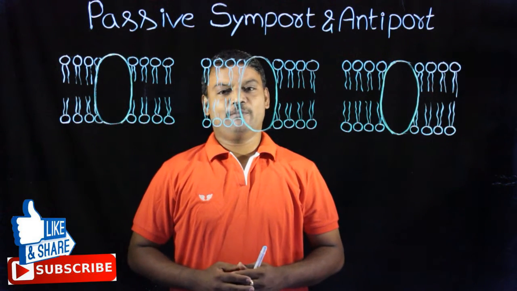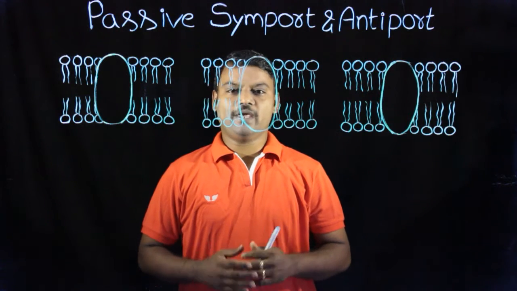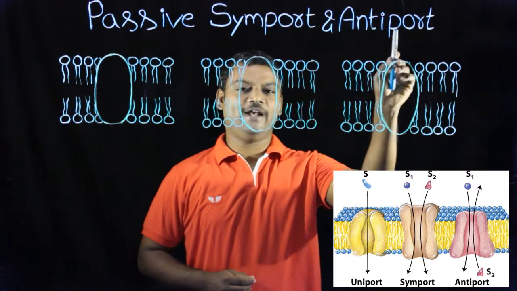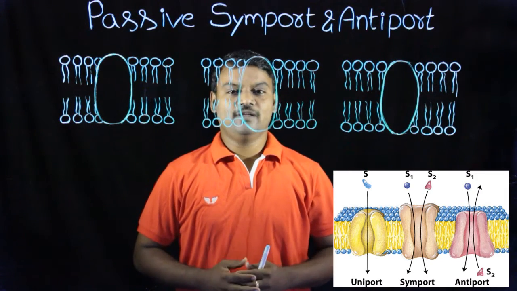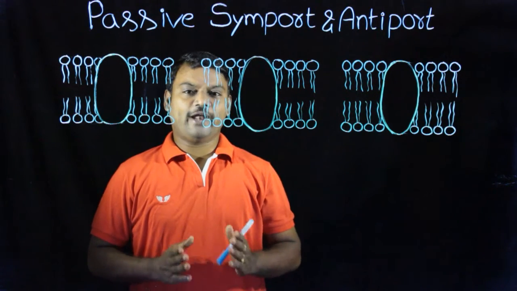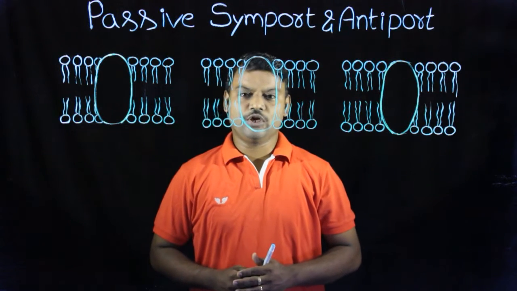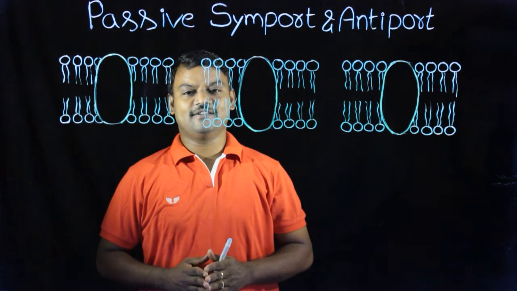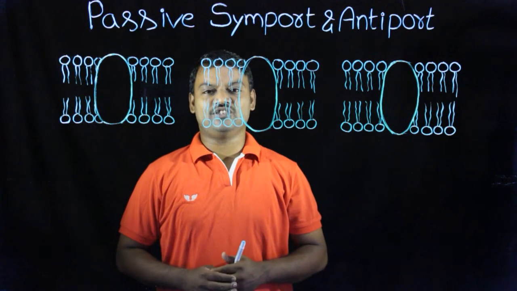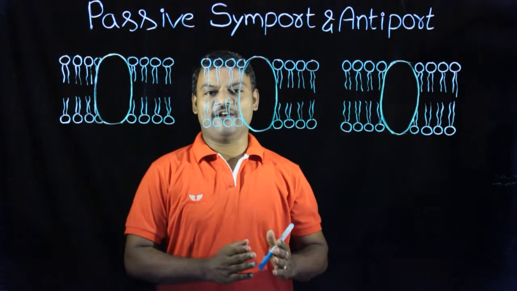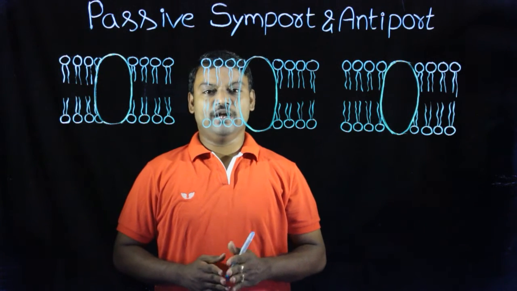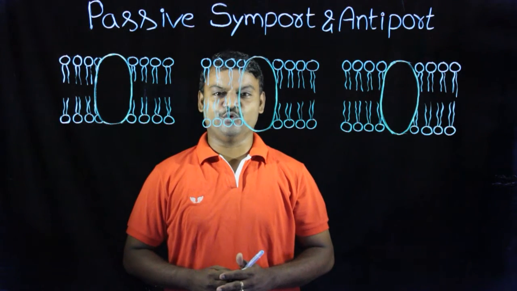In this video, I am going to explain one of the topics in transport in plants. It is passive Symport and Antiport. Before that, first we have to know what is passive transport. Passive transport means the movement of molecules or substances takes place based on concentration gradient without using ATP energy. The best examples for passive transport are both diffusion and facilitated diffusion.